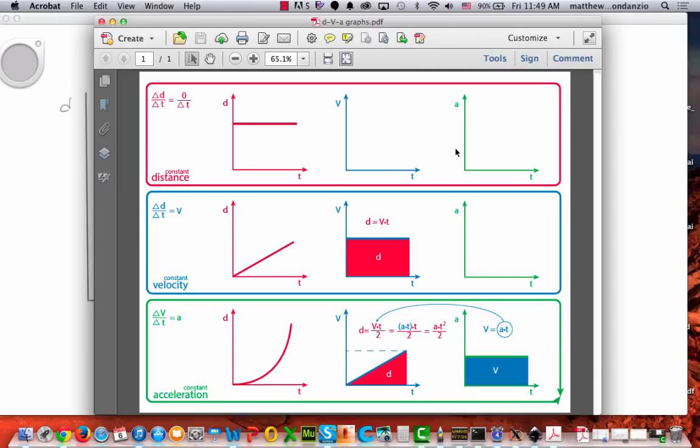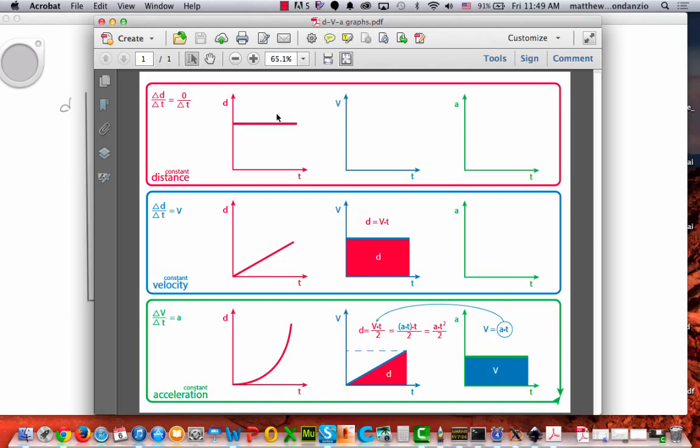So we're going to talk about constant velocity, constant acceleration, and constant distance. This set of graphs we're going to build, but I want you to understand what's going on here. It looks a little messy, but there's organization, there's structure. If you'll notice, I have 3 by 3.